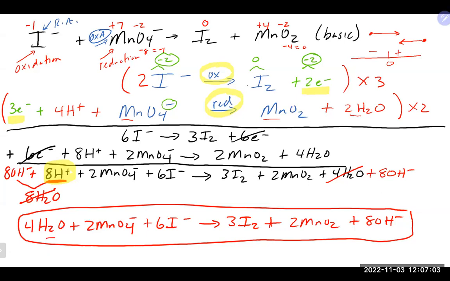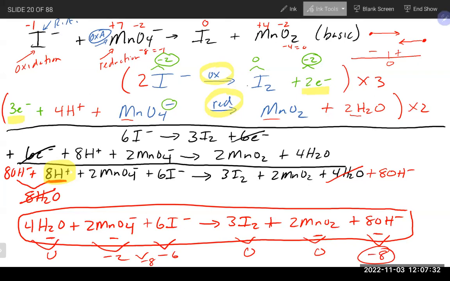Oxygen, we got like 4 here and 8 more there. That's 12. Here we have 4 oxygens and 8 more is 12. Overall charge, this guy is 0. This guy contributes -2. This guy contributes -6. That's a -8 overall charge on the left-hand side. This guy contributes 0. This guy contributes 0. This guy contributes -8. So we are equal in terms of the charge on both sides, and we are equal in terms of the elements on both sides.